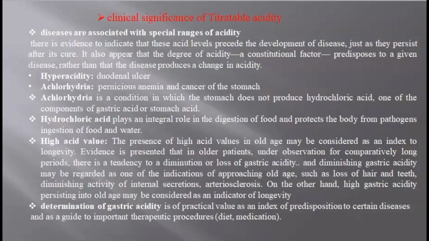Now, looking at the case of hyperacidity that can lead to duodenal ulcer, when the amount of acid the body is producing is very high, the acidic content of the stomach is very high, the duodenal ulcer survives in such an environment until the pH level can be maintained at the normal physiological pH of 7.4. And we can also consider achlorhydria. Achlorhydria can also result in pernicious anemia and cancer of the stomach.